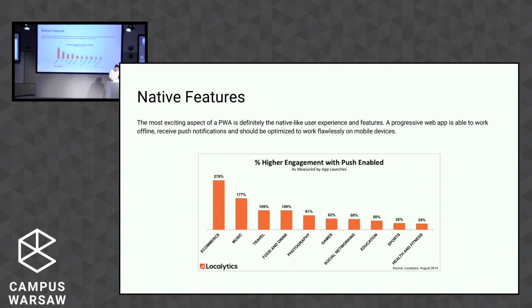So progressive web apps aim to take the features which work very well on native applications. For example, the biggest win for native applications is push notifications, because push notifications have a huge retention. In the case of e-commerce, there's an increase of 278% if users have push enabled on their native app. So what we try to do with PWA is take these key features from native apps and take them onto the web.